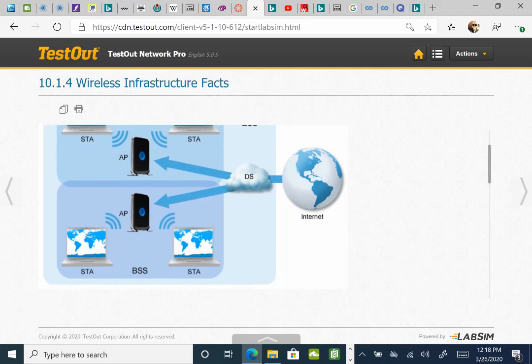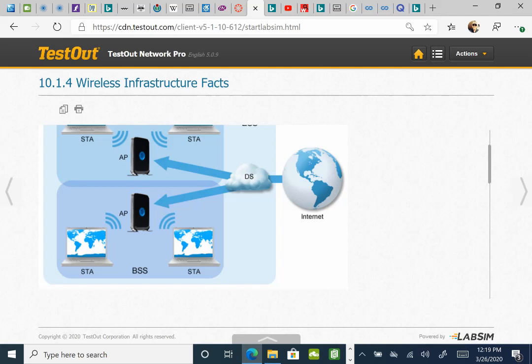And STA just means station. So those are just computers, devices out there. And how do these two? Well, let me describe the problem. Back in the day, you would set up an access point in one building, and then go down to the floor below. Say you've got a 2 or 3 story building, and it just can't get a signal very well. And so you put another access point down there.